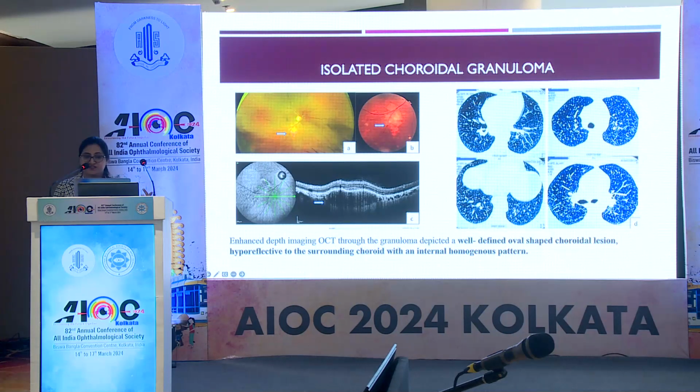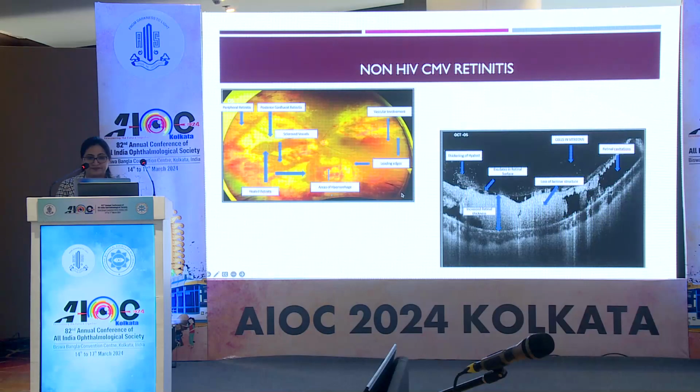when we looked at the right eye, we could see an isolated choroidal granuloma. And here we can see the well-defined oval-shaped choroidal lesion, hyporeflective to the surrounding choroid with an internal homogeneous pattern. We sent the patient for an HRCT and we could see the characteristic lesions of sarcoid.